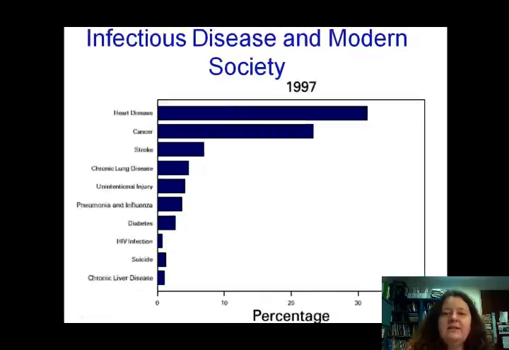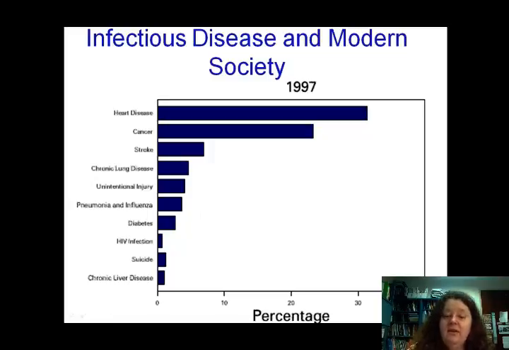Now, if we come forward to today, or today-ish, 1997, and look at what are the leading killers in the United States, all of a sudden the picture has changed. Now it is heart disease, cancer, and stroke as the top three. And looking below that, you see chronic lung disease, injuries. Look, pneumonia and influenza, infectious disease, doesn't come into the picture until 6 diseases down, right? And then there's diabetes, there's HIV, another infectious disease, suicide, chronic liver disease. So clearly in the span of 100 years, things changed dramatically in the United States.